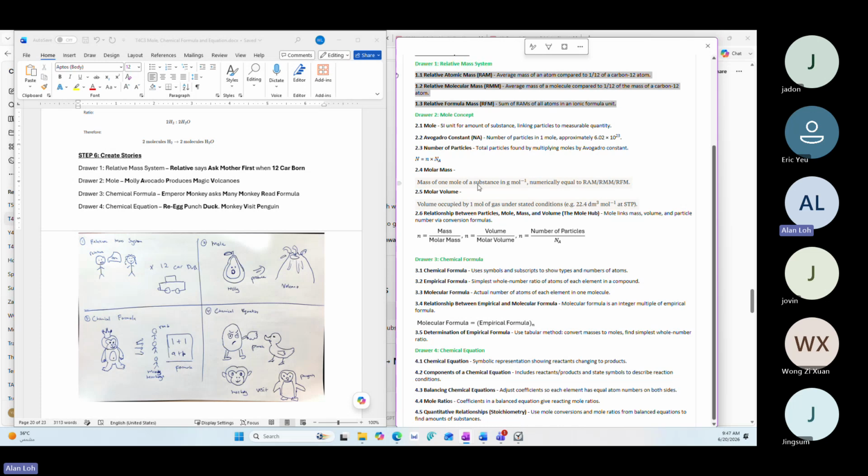Number two, remember I told you I will help you to remember this with a story. So let's do that. Molly avocado produces magic volcano. Right. So Molly, this avocado named Molly produces magic volcano. Molly stands for mole. So mole is the SI unit. Then avocado stands for avocado.